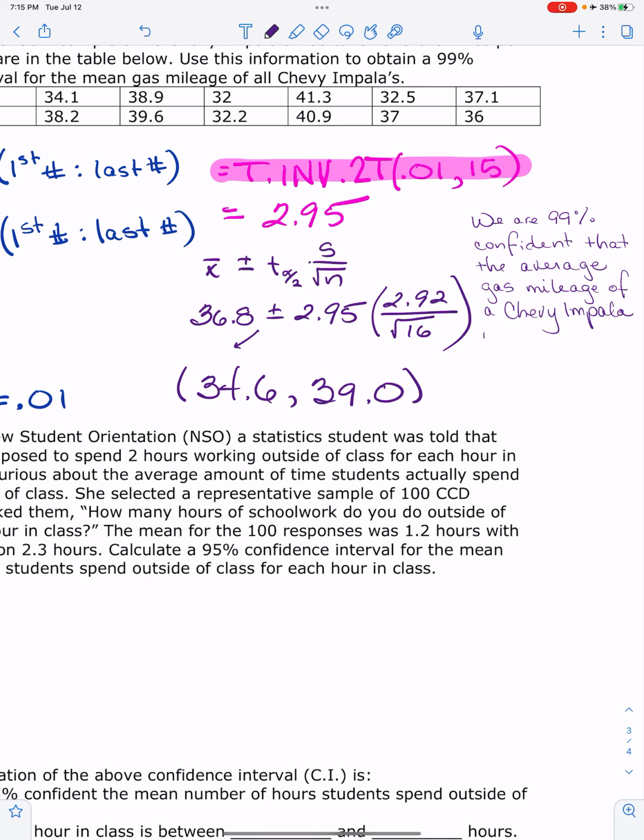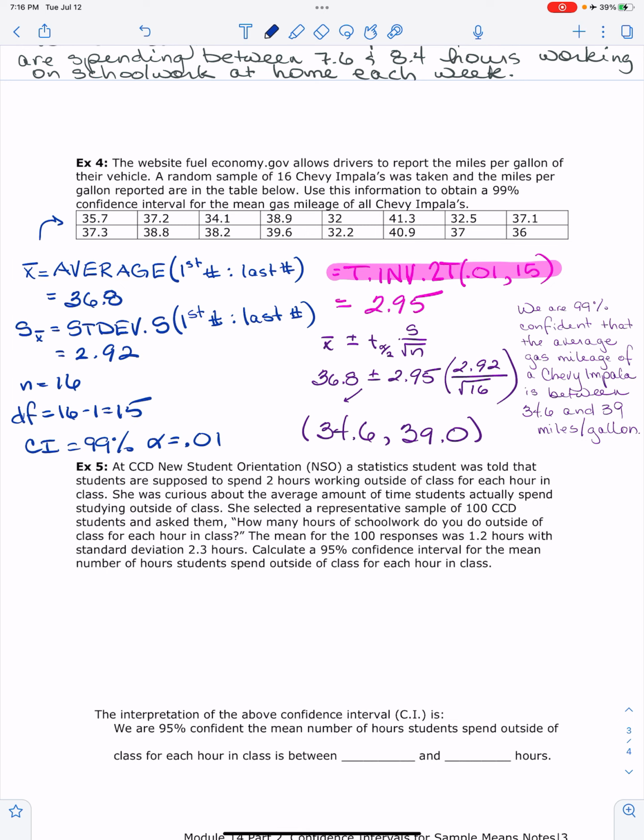Example 5. At the CCD New Student Orientation, a statistics student was told that students are supposed to spend 2 hours working outside of class for every hour in class. Actually, that's 2 to 3. She selected a representative sample of 100 CCD students, so our N is 100, and asked them, how many hours of schoolwork do you do outside of class for each hour in class? The mean for the 100 responses was 1.2 hours.